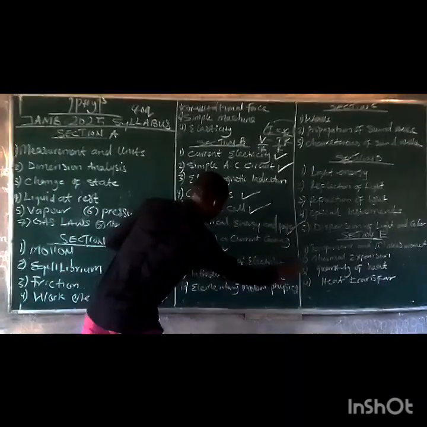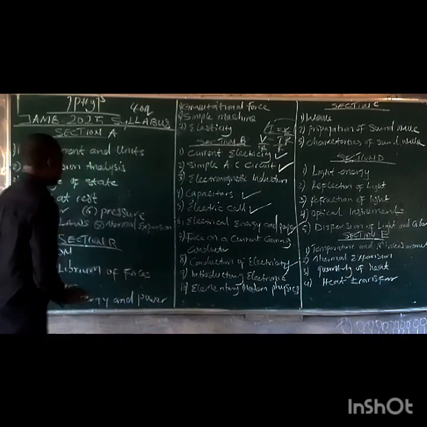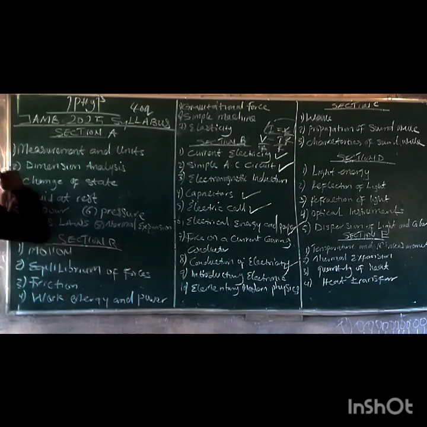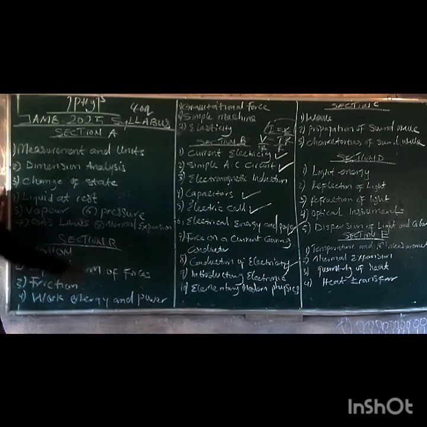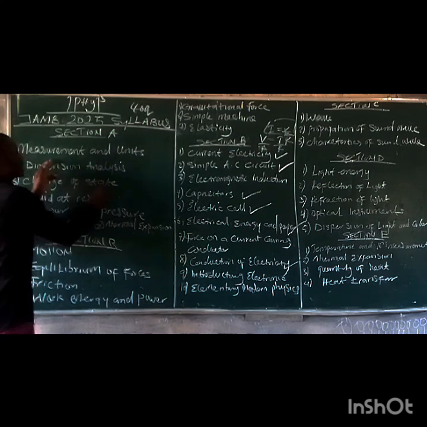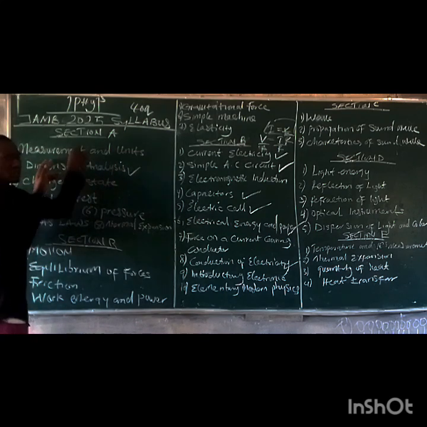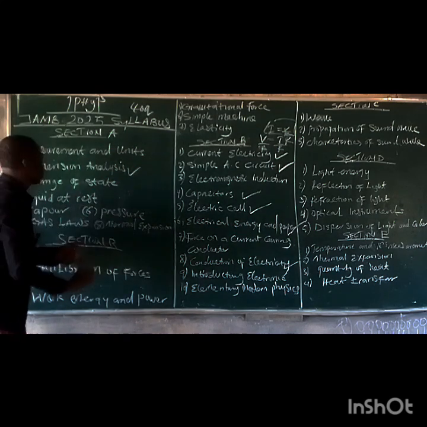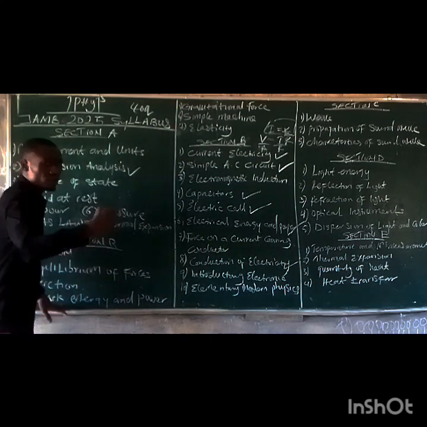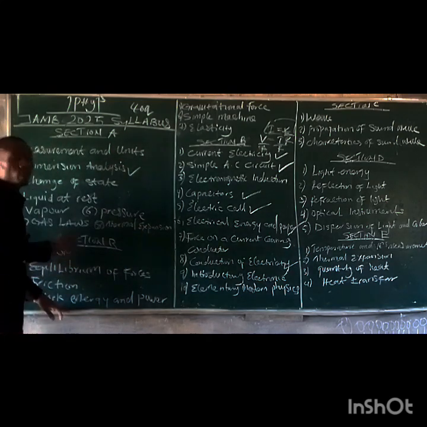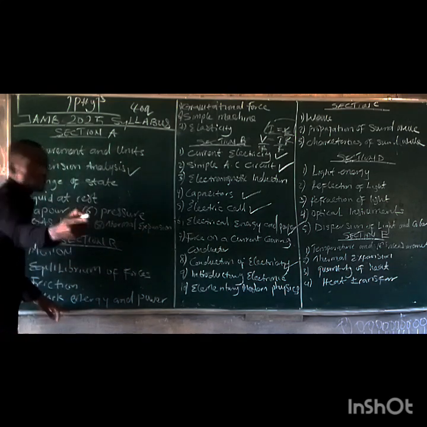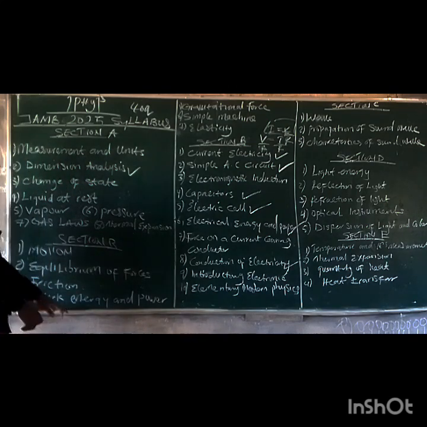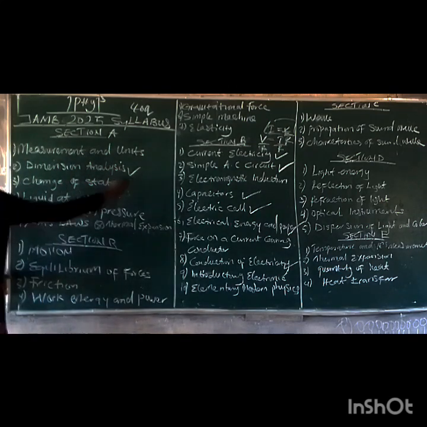Now, this is the guide to conduction of electricity. We'll come to this first one, measurement and units. Of course, you cannot do dimensions if you don't know measurement and units, so these topics go together. For you to find the dimension of a quantity, you must know the unit of that quantity. You must also know the formula of that quantity before you can find it. And then on this side, just make sure you deal with these two very well.